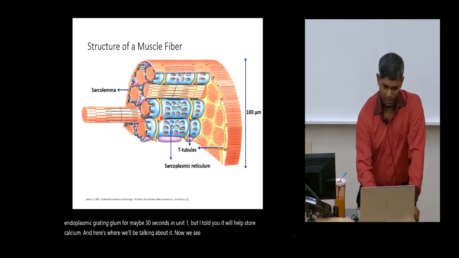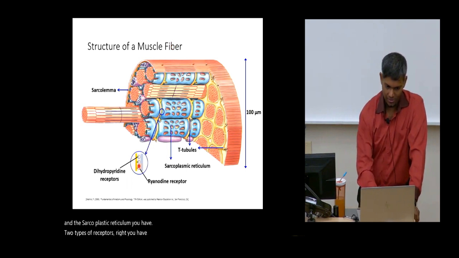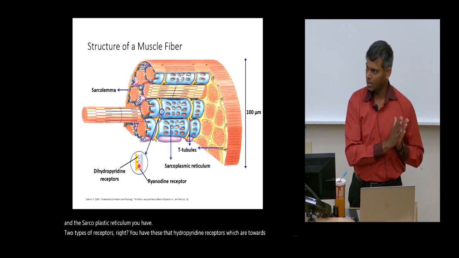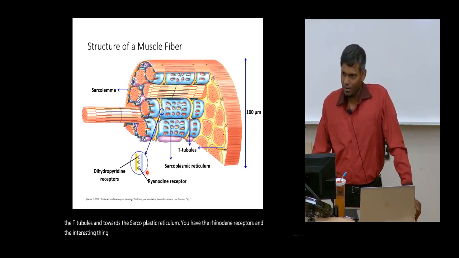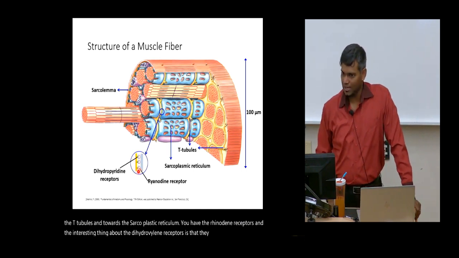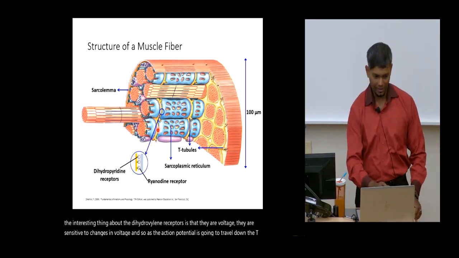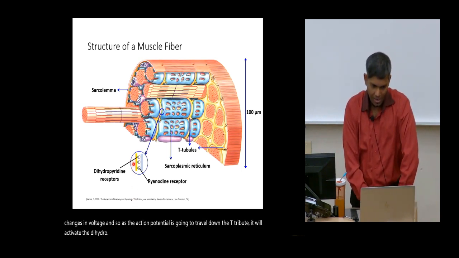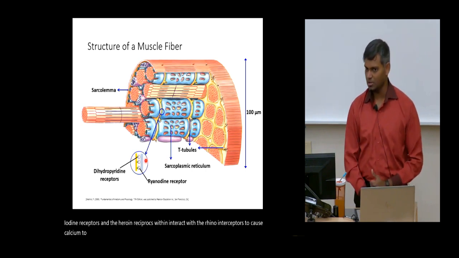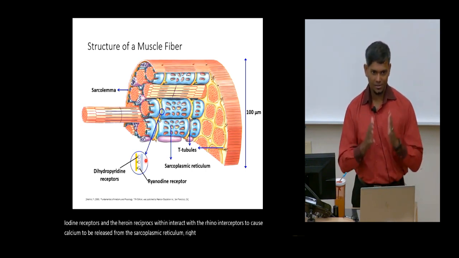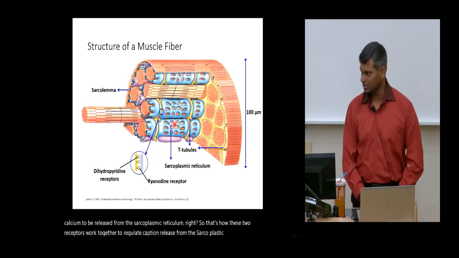Now we see that in between the T tubules and the sarcoplasmic reticulum, you have two types of receptors, right? You have these dihydropyridine receptors, which are towards the T tubules, and towards the sarcoplasmic reticulum, you have the ryanodine receptors. And the interesting thing about the dihydropyridine receptors is that they are voltage gated. They are sensitive to changes in voltage, and so as the action potential is going to travel down the T tubule, it will activate the dihydropyridine receptors, and the dihydropyridine receptors will then interact with the ryanodine receptors to cause calcium to be released from the sarcoplasmic reticulum, right? So that's how these two receptors work together to regulate calcium release from the sarcoplasmic reticulum when an action potential travels down the T tubule.